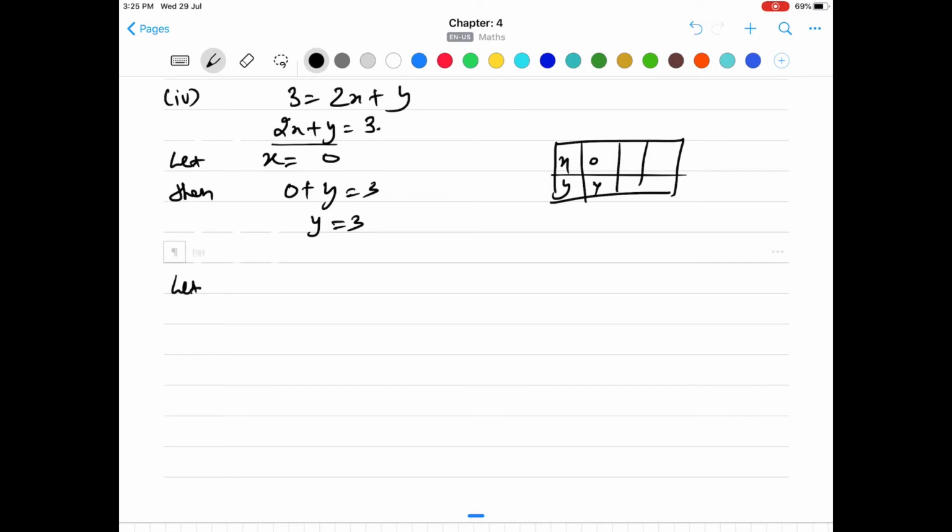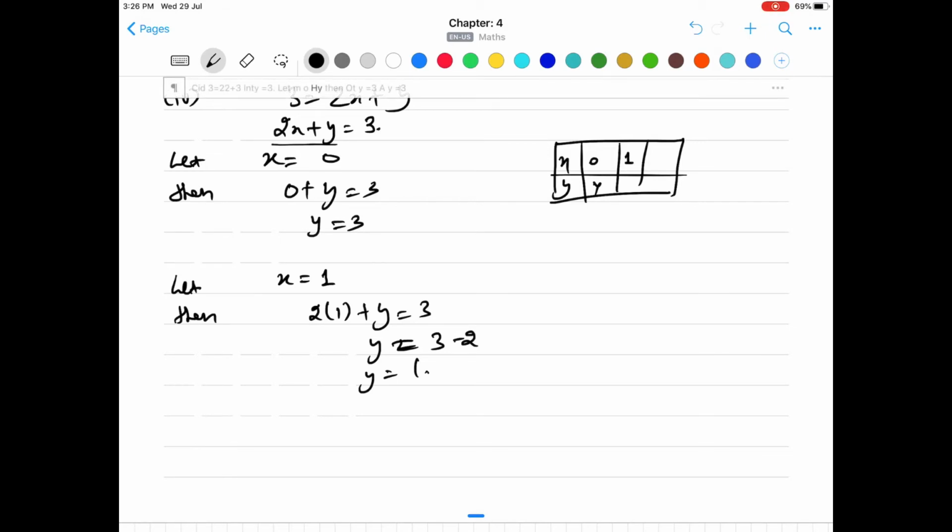Moving ahead, let x this time be equal to 1. Then we have 2 into 1 plus y equals 3, or y will be equal to 3 minus 2, or y will be equal to 1. So at x equals 1, y is also equal to 1. Let's find another solution.